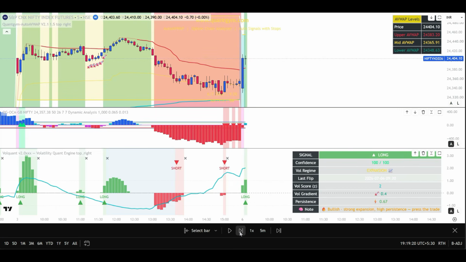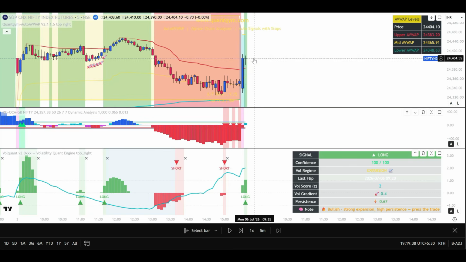Now, this is the 9:20 to 9:25 bar. What I see now is the option chain analyzer has turned bullish. The vol quant is giving you a long signal. This is your long signal. The note is bullish, strong expansion, high persistence, press the trade. That is, do the trade.